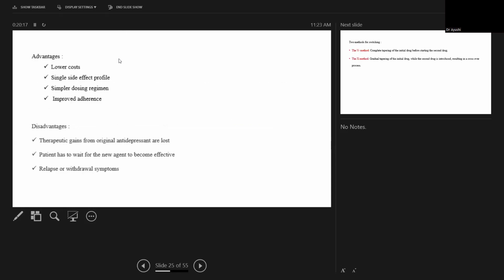So the advantages of switching are the lower cost, a single side effect profile, a simpler dosing regimen, and improved adherence. And the disadvantages are that therapeutic gains from the original antidepressant are lost, the patient has to wait for the newer agent to become effective, and there is a risk of relapse or withdrawal.